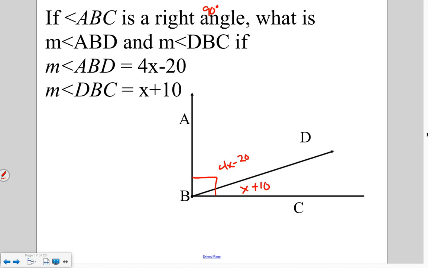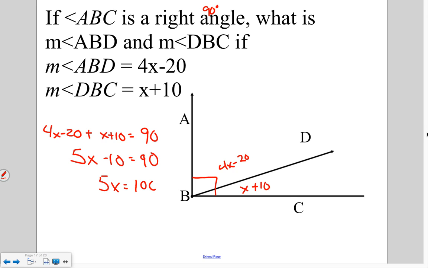We're going to use angle addition. So we've got 4x minus 20 plus x plus 10 equals 90, because it's a right angle. Combining like terms, I get 5x minus 10 equals 90. Adding 10 to both sides, 5x equals 100. Dividing by 5, we get x equals 20. Now again, we weren't asked what x equals, but we need that to find our angle measures.